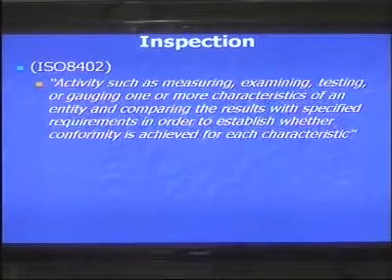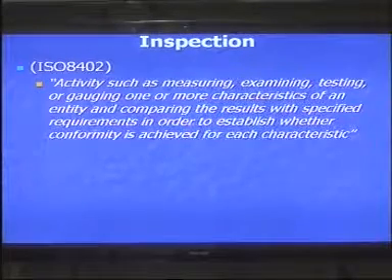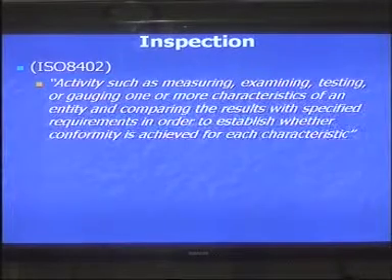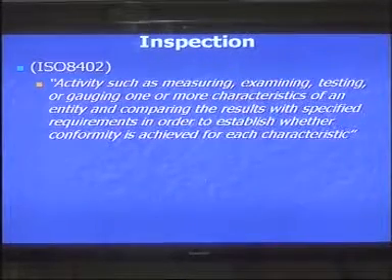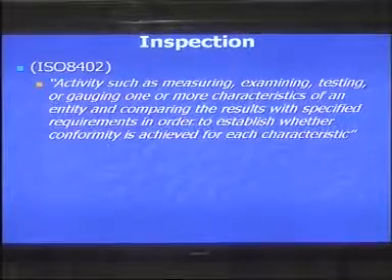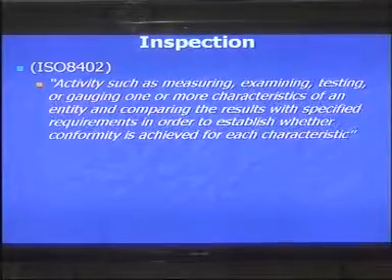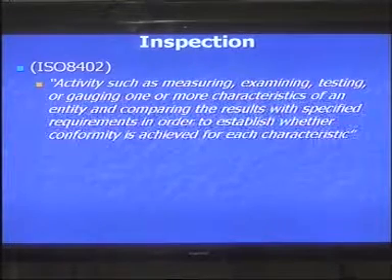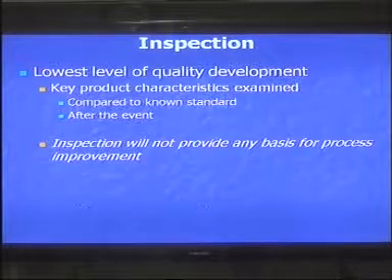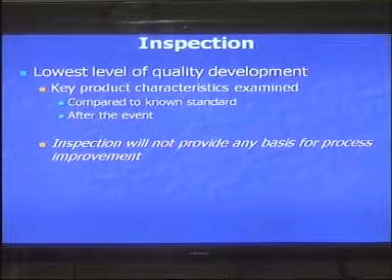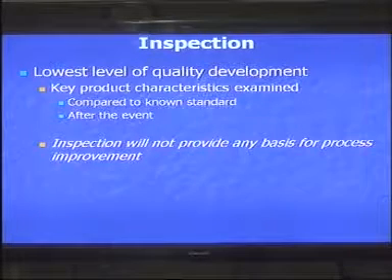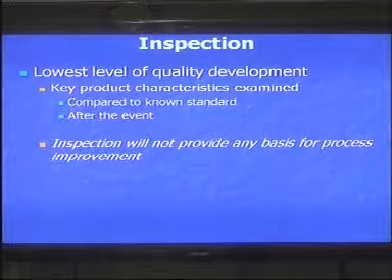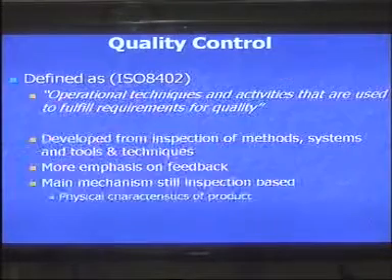Activity: what do we say in inspection? Activities such as measuring, examining, testing, or gauging one or more characteristics of an entity and comparing results with specified requirements in order to establish whether conformity is achieved for the characteristics or not is called inspection. It is the lowest level of quality development: key product characteristics are examined and compared to the known standards, and this is done after the event. Inspection will not provide any basis for process improvement.